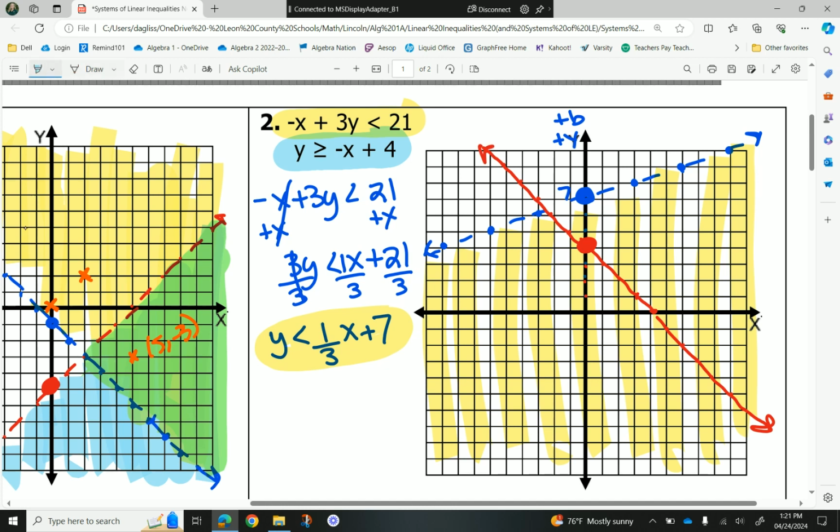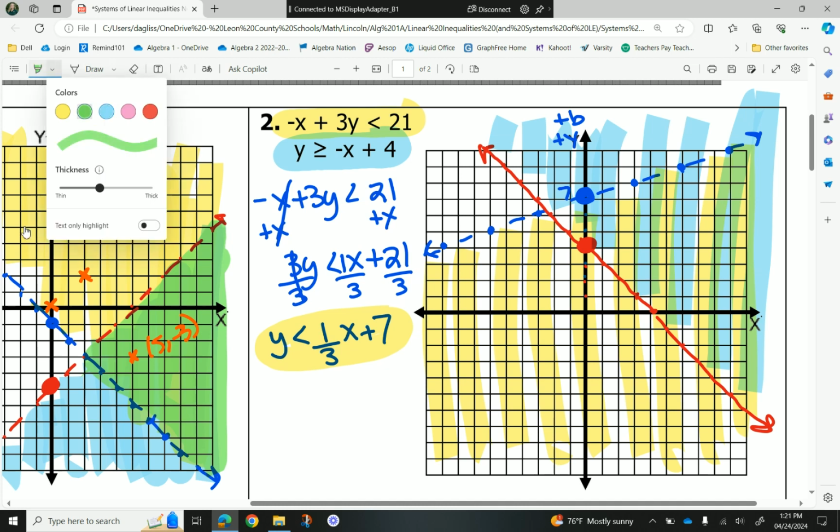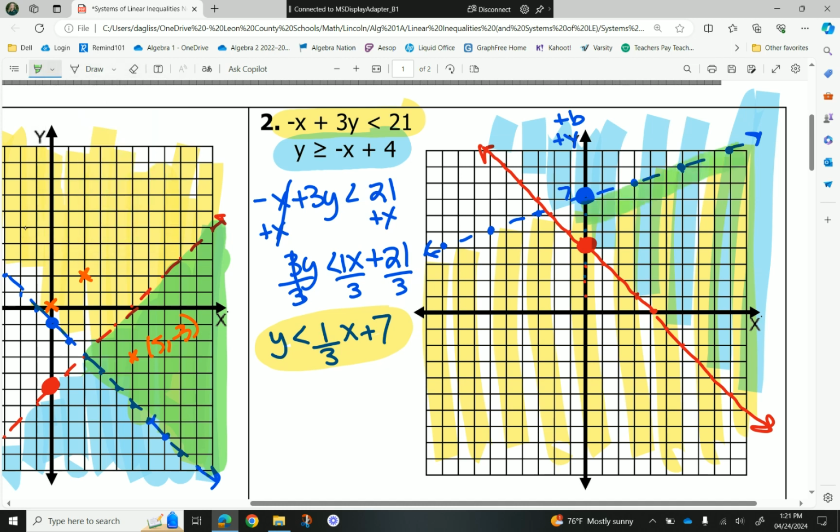And this guy, we are shading where? Above. So find it and go up. And blue and yellow are making green, and it looks like it's this region on the right side again. So anything in my green would be a solution.